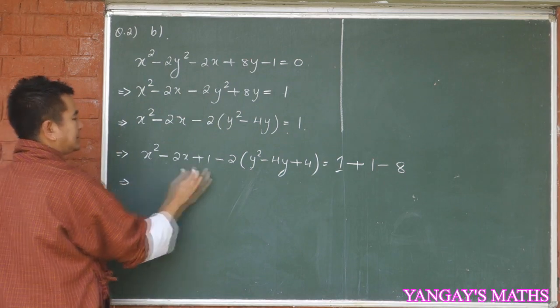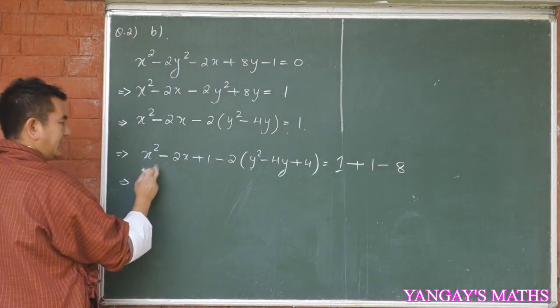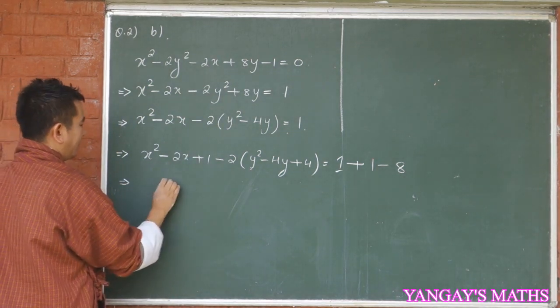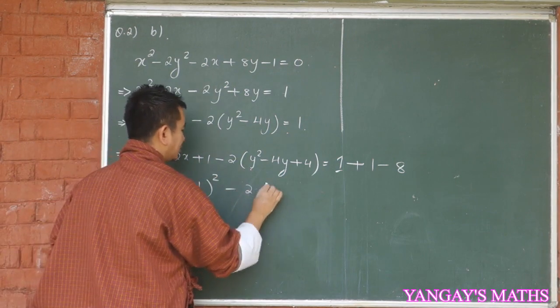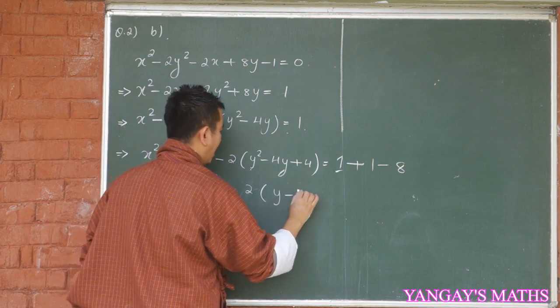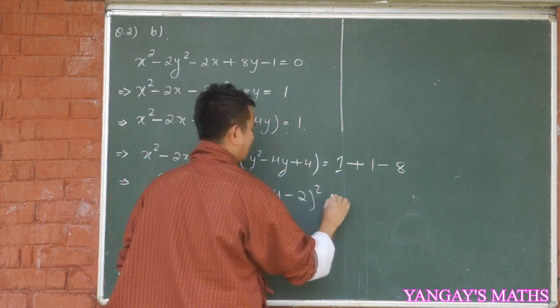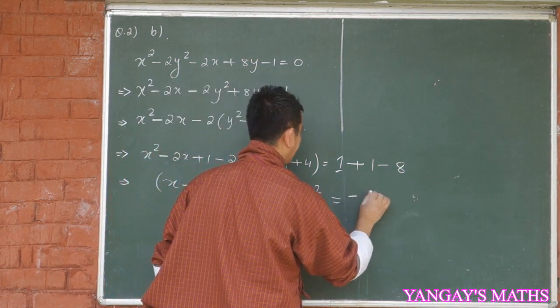So now this is in the form of a square minus 2ab plus b square. Make it into a minus b whole square: x minus 1 whole square, minus 2 times y minus 2 whole square, isn't it? Which is equal to 2 minus 8, negative 6.